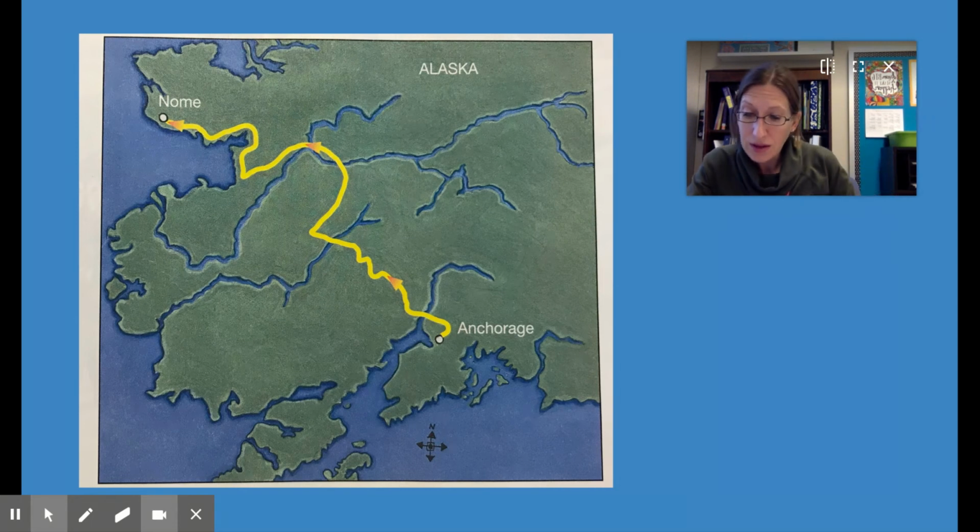But first we have an information passage. This is a nonfiction passage. Nonfiction means information and real, true stuff. It gives some facts about the Iditarod. So everybody, what's the title? Facts about the Iditarod. Nice job.